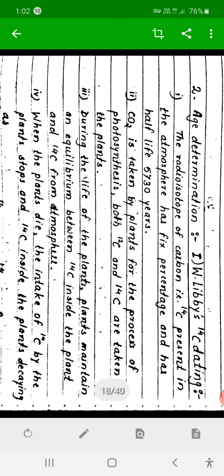Then the next application, which will be asked as an independent question, is age determination, the use of radioisotopes for age determination. That is W. Libby's carbon 14 dating method, the C14 dating method.